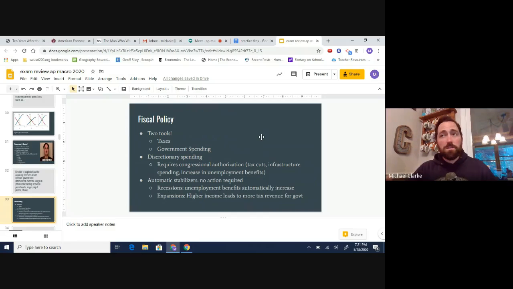During expansions, how does that work? Well, we have tax rates, right? The more money you make, the higher the taxes you're going to pay. So as the theory goes, as expansions occur, what does that mean? People are making more money. There's more people working. GDP is higher.